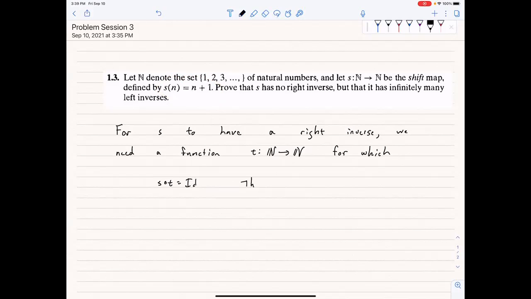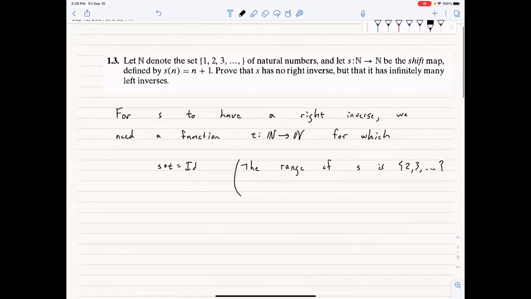I'll say this parenthetically, but this is where my intuition is coming from. So I'm just trying to share that part. The range of S is this, which is not everything, right? In particular, we're missing 1. Which means that this can't happen, right? So that's my intuition, but now let's prove it kind of formally. This is intuition.